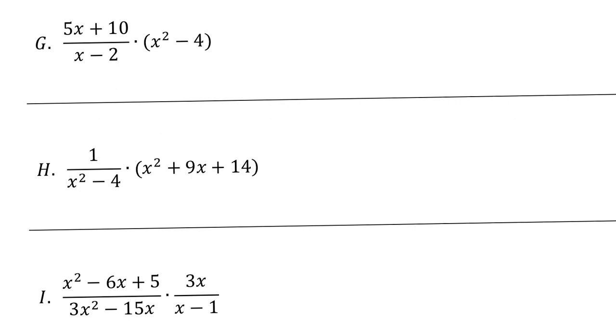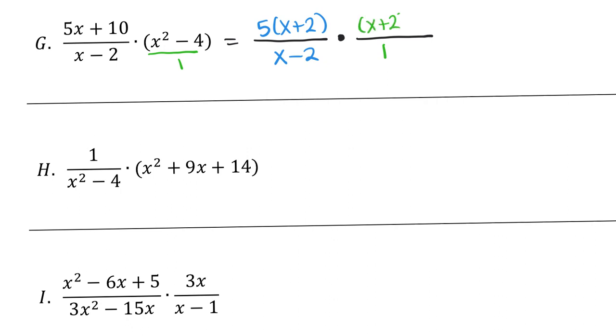Okay, G, it does look a little funny, but let's start with the first one because that looks okay. So the first fraction, 5x plus 10, I can take out the 5. So 5 times x, 5 times 2. x minus 2 is going to stay x minus 2. Now for the second fraction, it's not actually a fraction, so we are going to make it a fraction. I can always put a 1 at the bottom, so let's put a 1 at the bottom, just so we can keep track of what's the top and the bottom. If I factor x squared minus 4, I'm going to have x plus 2, x minus 2.